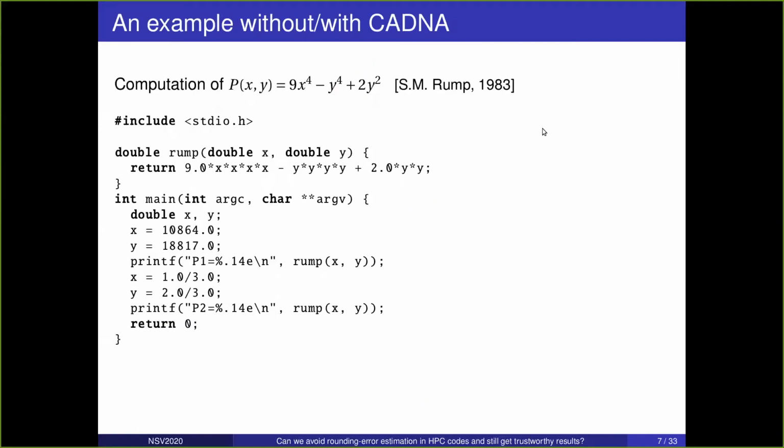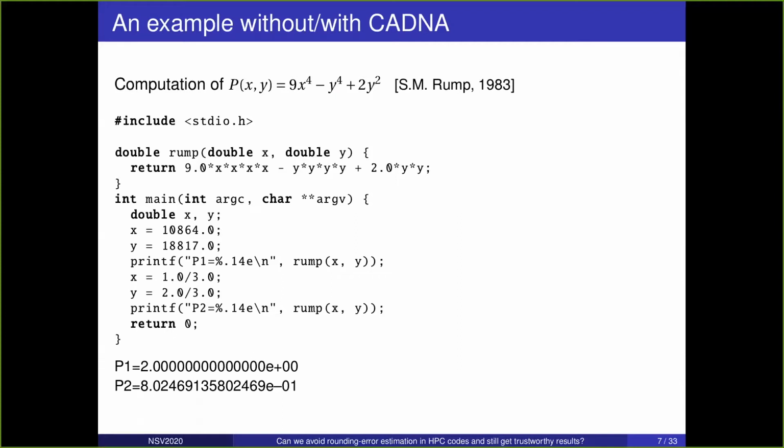So now I would like to show you an example with and without Cadna. We want to compute this expression for 2 different couples, x and y. First we run the code without Cadna, and we get this result. P1 is 2 with plenty of zeros, and P2 has a different value. But we have no information on the accuracy of these results.